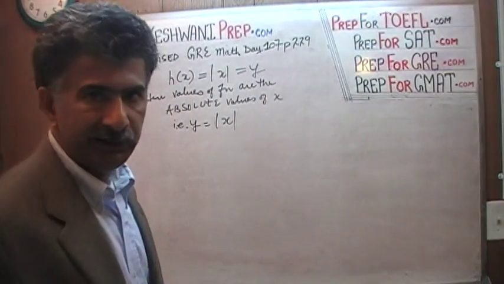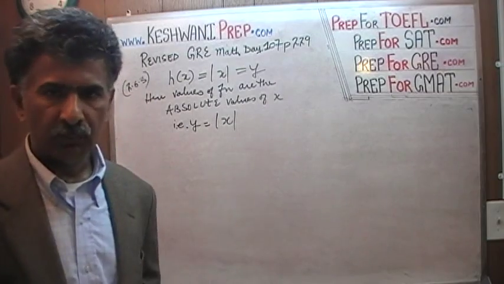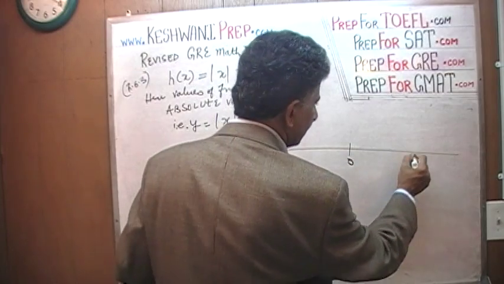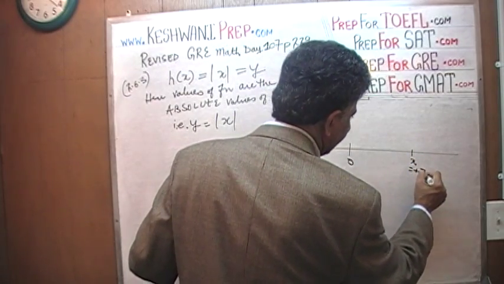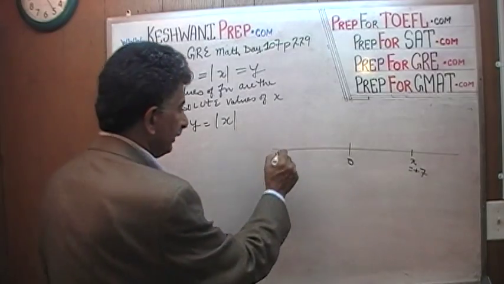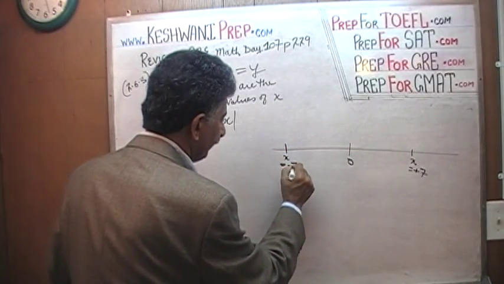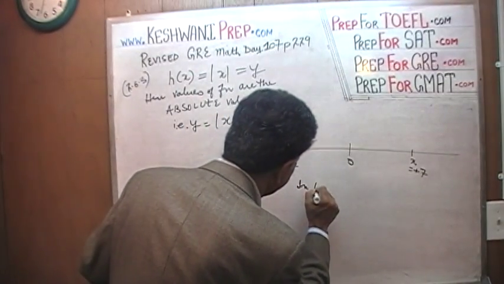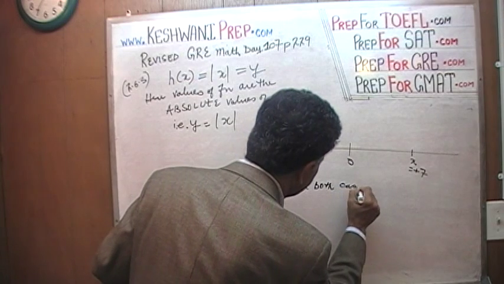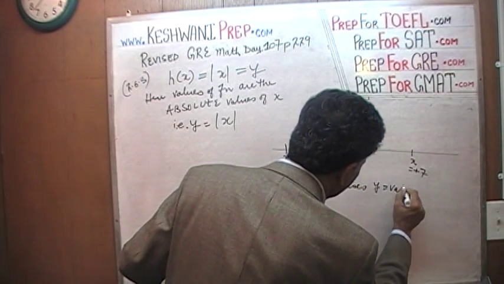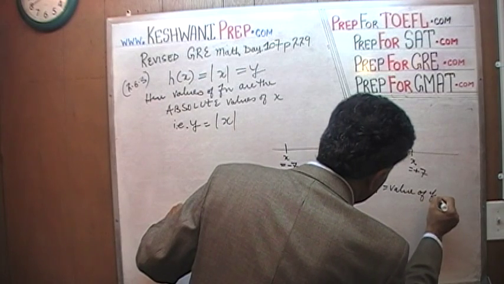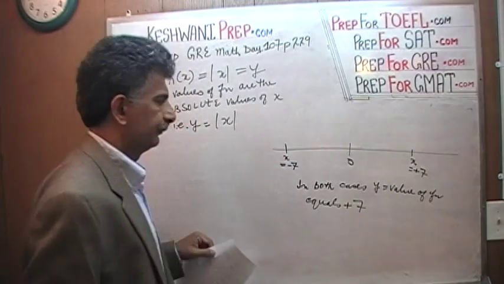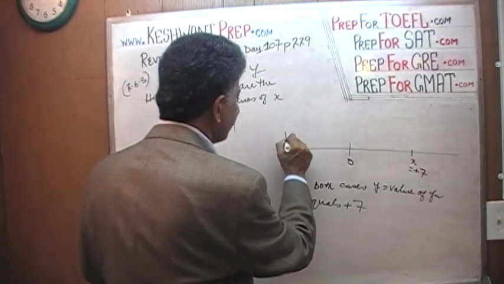When y is the absolute value of some other quantity, what we are saying is that it does not matter whether x is 7 units to the right of 0 or 7 units to the left of 0. It doesn't matter whether x is positive 7 or negative 7. In both cases, our y, which is the value of the function, equals positive 7. In other words, we are interested in measuring distances.